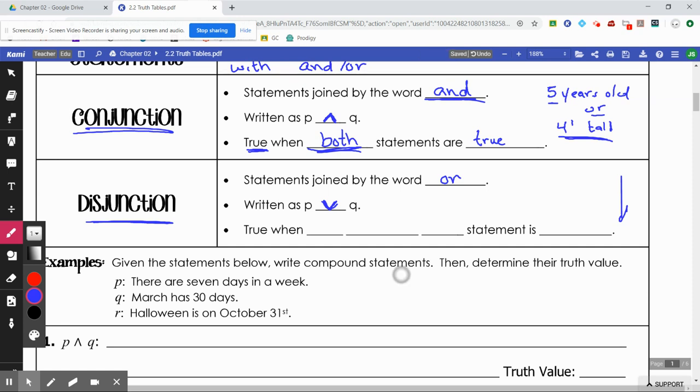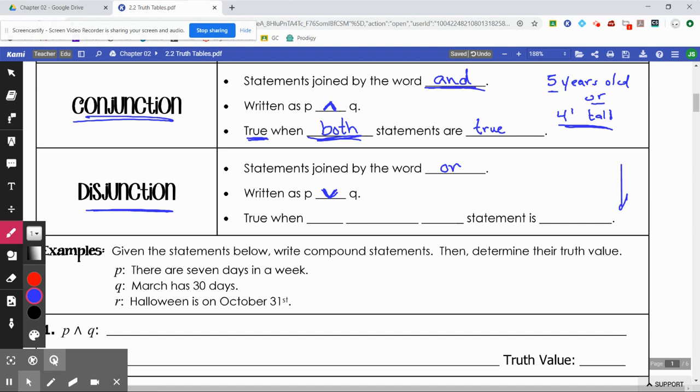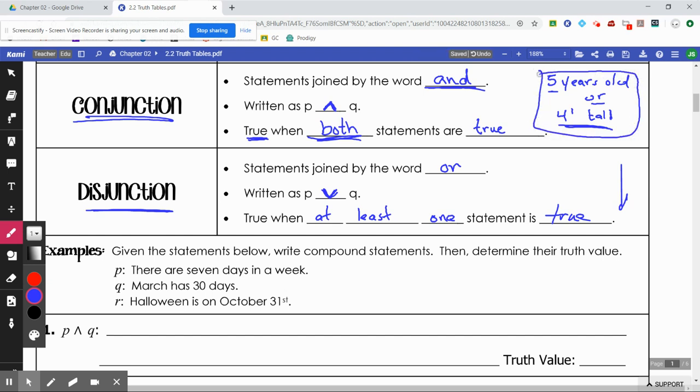These statements are true when at least one statement is true. So they don't have to both be true. In order for it to be possible to ride this ride, you must be 5 years old or 4 foot tall. If this is true, then you get to ride the ride. Or if this is true, you get to ride the ride. If they're both true, you still get to ride the ride.